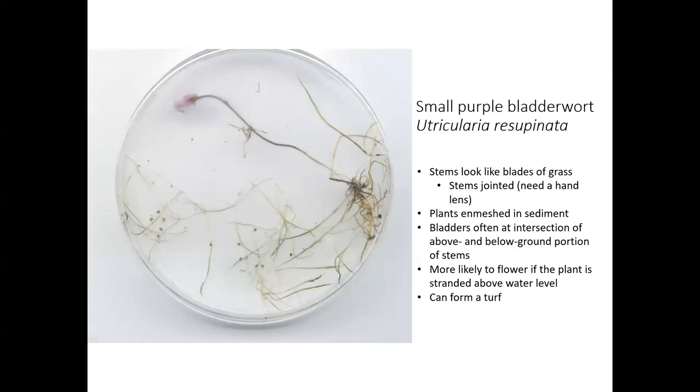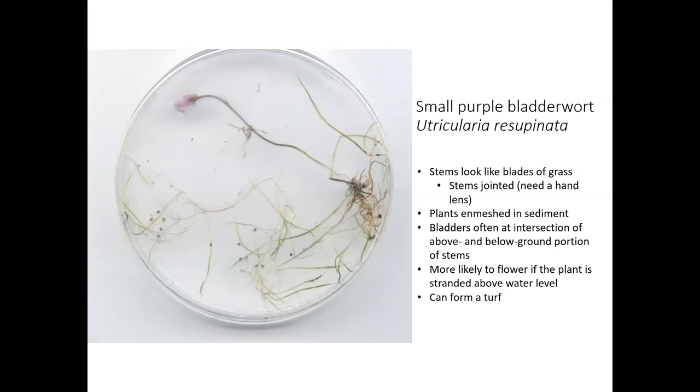So the next one we have is small purple bladderwort. This one is in a petri dish because it has these very fine grass-like leaves. They're actually jointed. If you have a hand lens, you can see that there'll be about three sections to those leaves. The whole plant is kind of embedded in the sediment. Like I said, they don't have roots, but it can be embedded.